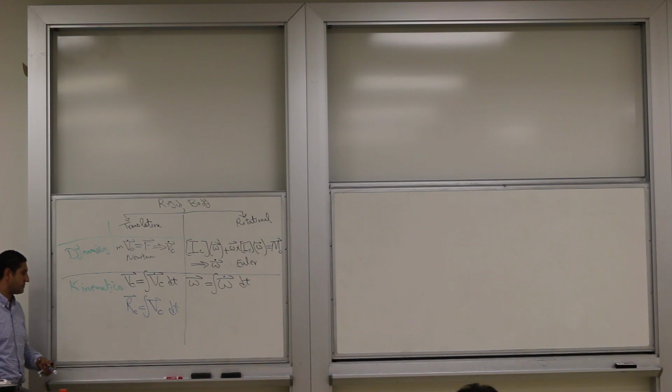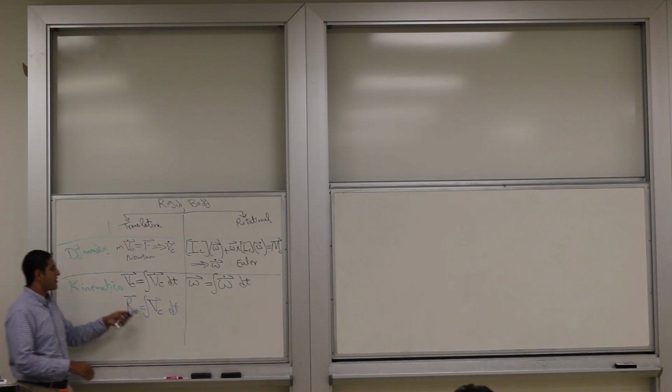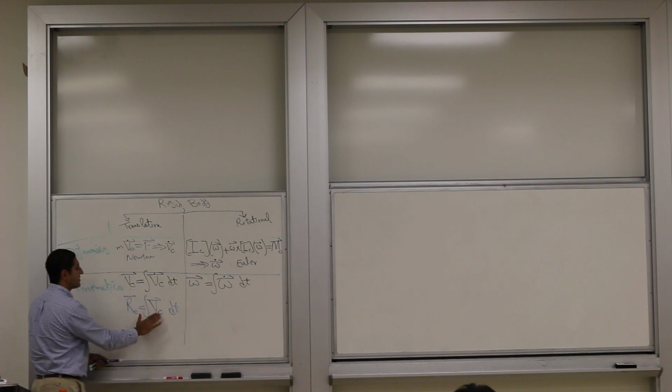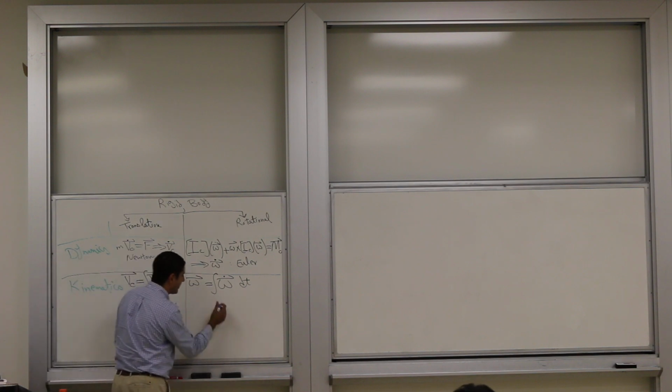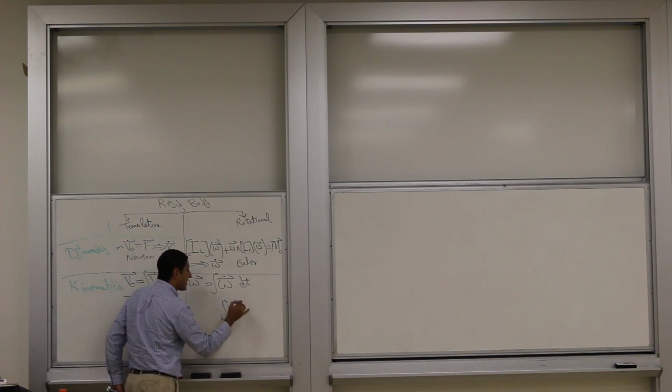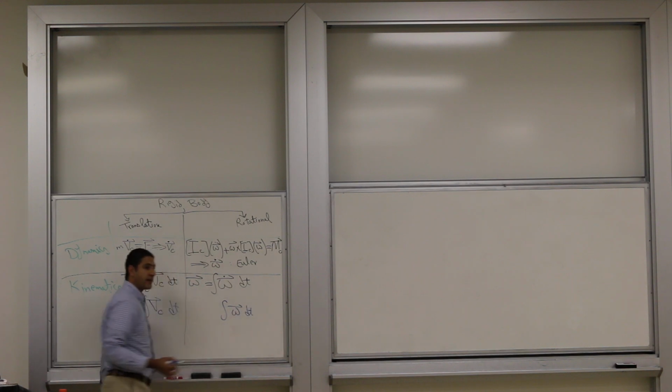We'll talk about that later. But even so, if you have the velocity in the inertial frame and integrate it to get the position vector, that's fine here. What about here? This is the issue. What will you get if you integrate your angular velocity?